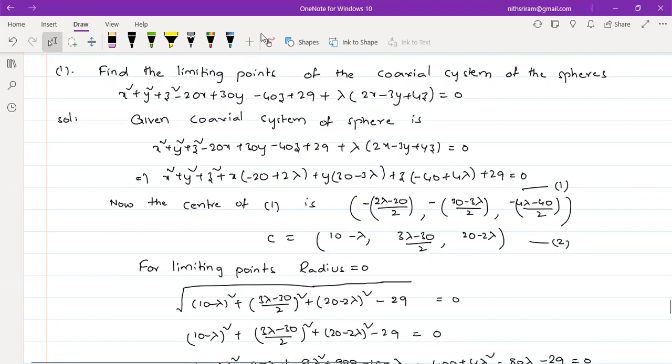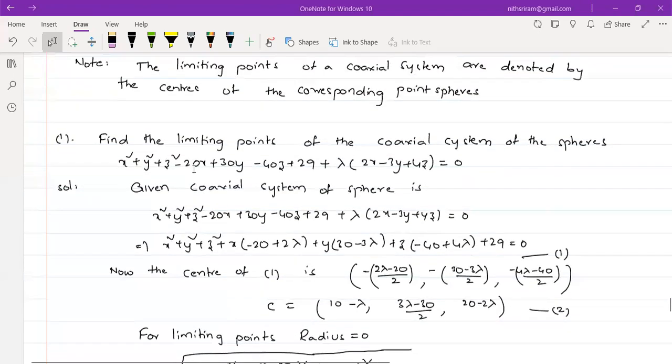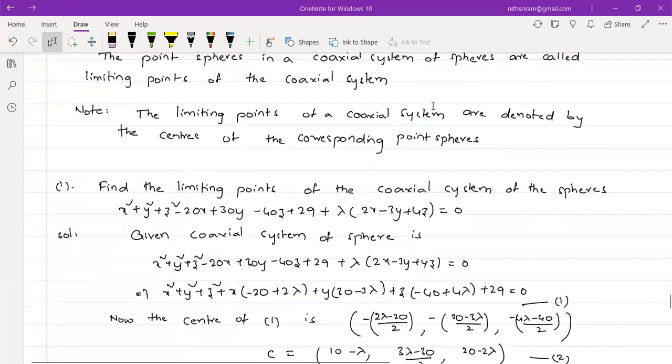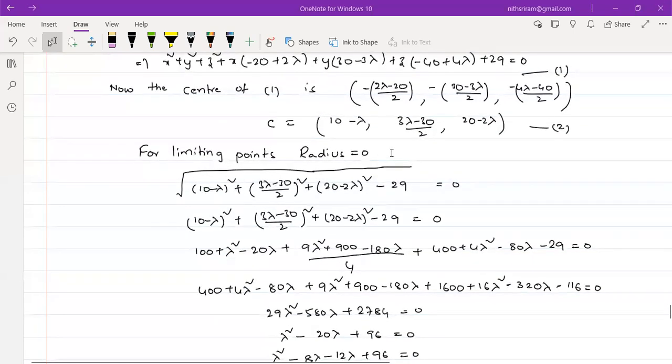After finding the center, in order to find the limiting points, we have to put the radius equal to 0. Why? Because the limiting points of the coaxial system are denoted by the centers of the corresponding point spheres. So the centers of the point spheres are the limiting points. Whenever a sphere is a point sphere, its radius should be 0, so I am writing radius equal to 0.